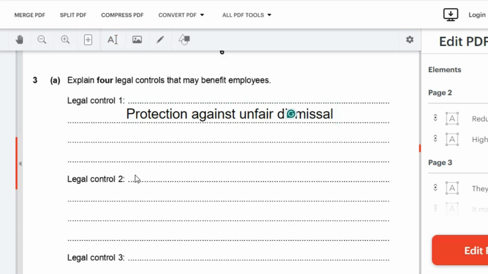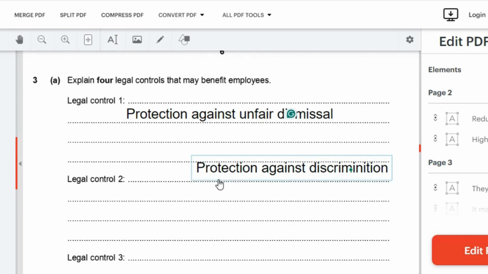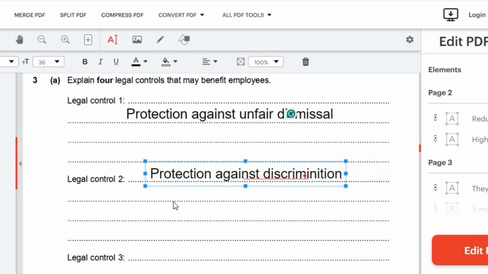Now, I have legal control 2. I have protection against discrimination too. Let's type that out. Protection against discrimination. Now let's drag it to legal control 2. Protection against discrimination means that employees are treated equally according to the law. That makes it a benefit to an employee.